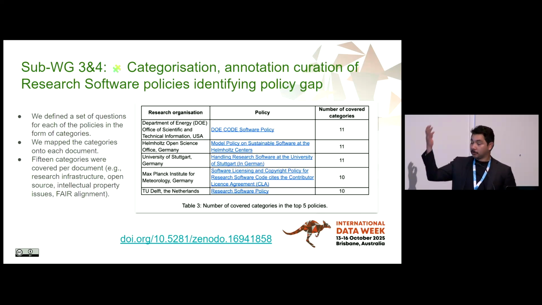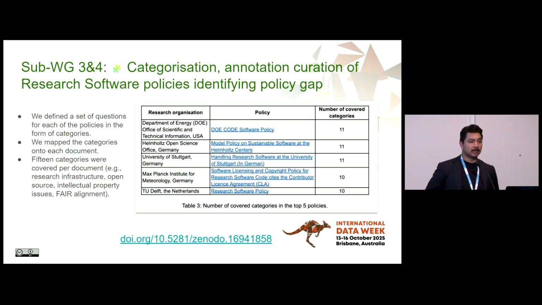And then we did the categorization with 38 policies, on which we have, for instance, here the top 5, I would say, top 5 in the sense of categories covered, right? So we have, for instance, Department of Energy, Office of Scientific and Technical Information in the US. The second place, we have the Helmholtz Center in Germany. The University of Stuttgart as well, the Max Planck Institute of Meteorology in Germany, and also Technical University Delft in the Netherlands.